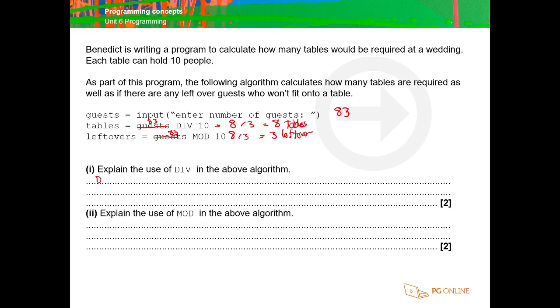So we can say div uses floor division. That shows you understand what div means. Okay, floor division, to find out the number of tables required, when dividing the number of guests by 10.